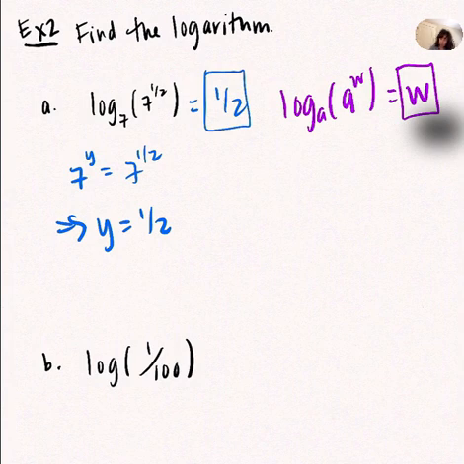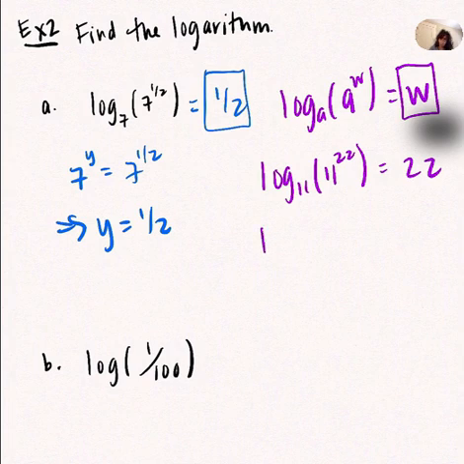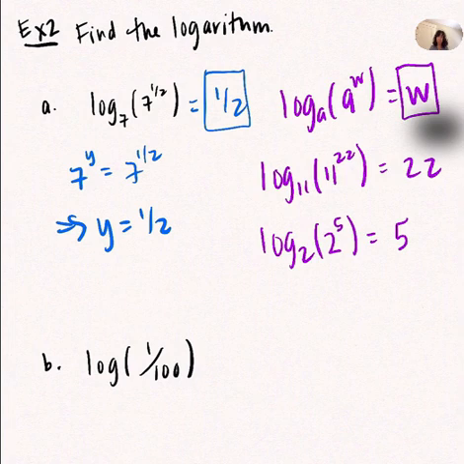So here's an example. If I did log base 11 of 11 to the 22, the answer is just going to be 22. Or if I do log base 2 of 2 to the 5, the answer is just 5. And that always happens. Let's try to use this fact in part B.